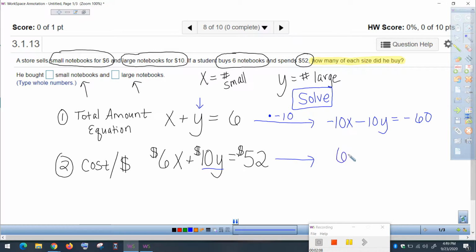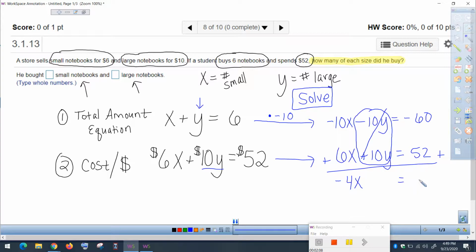I'm not going to make any changes, so I'm going to recopy it over as 6x plus 10y equals 52. Now I'm ready to add them together. So negative 10x plus 6x is negative 4x. The negative 10y and the positive 10y are going to cancel out. And on the other side, negative 60 plus 52 is negative 8.